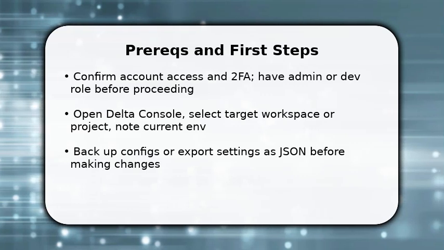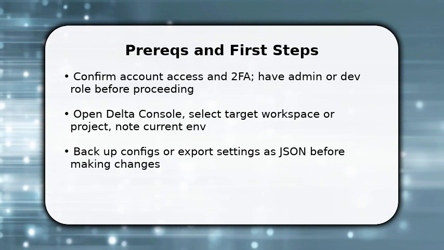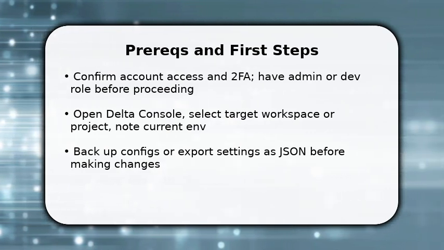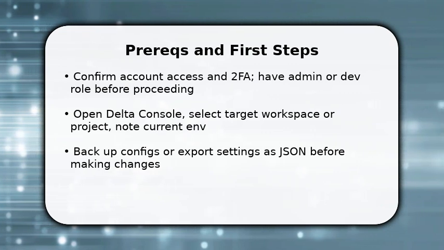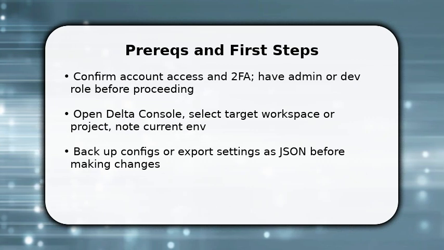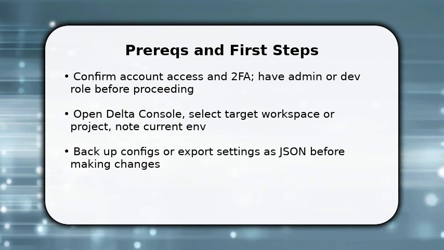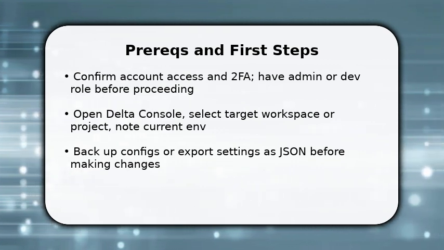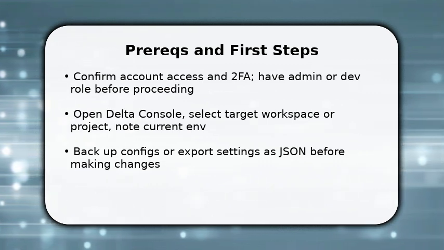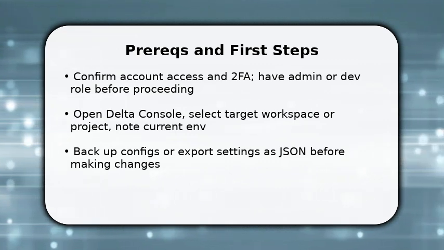You start by verifying access and roles so you won't hit permission errors mid-task. Once authenticated with 2FA, open the Delta console and select the exact workspace or project you'll change. This ensures you work in the right environment. Make sure to export current configurations as JSON or take a quick snapshot, because rollback is often faster than troubleshooting unexpected behavior. Now that the baseline is saved, you're ready to apply the first actionable change without hesitation.